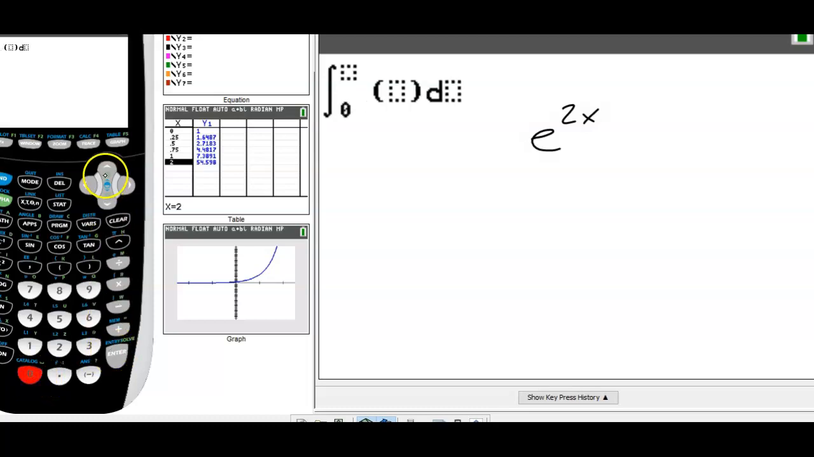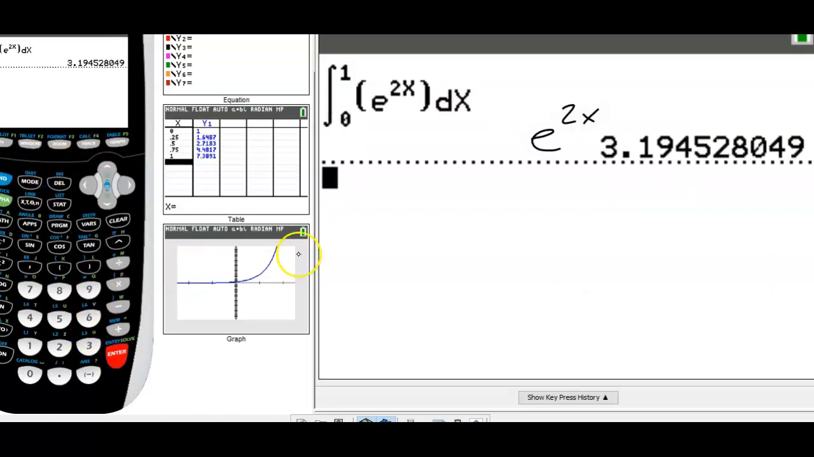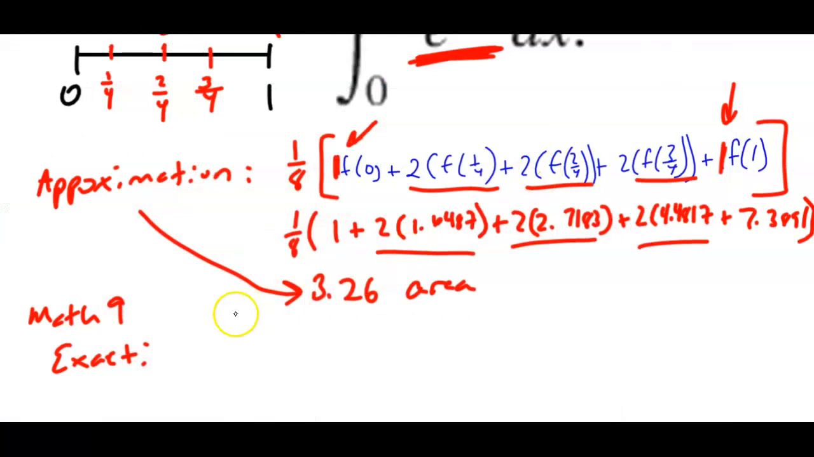So from 0 to 1 of e, look, e is right here, second and ln, e to the 2x, and then in terms of dx. I didn't mean to press graph. Quit that. Hit enter. There we go. 3.19. So the exact area right here is 3.19. So that's the approximation. It's a little over, but 3.26, 3.19.